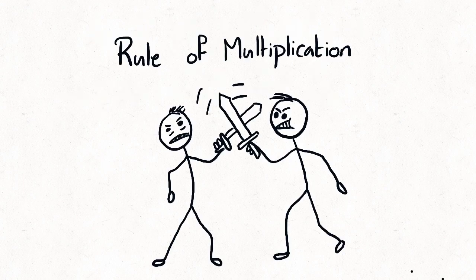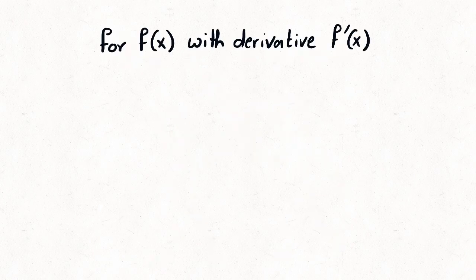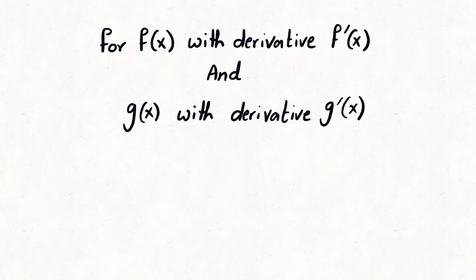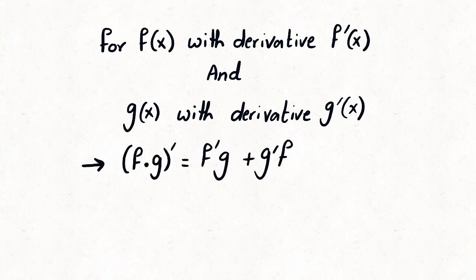Now we will move to the rule of multiplication. Let us start illustrating it. If you have a function f of x with a derivative f prime, and g of x with a derivative g prime, then the derivative of their product is going to be f prime g plus g prime f. And it's easy to memorize.